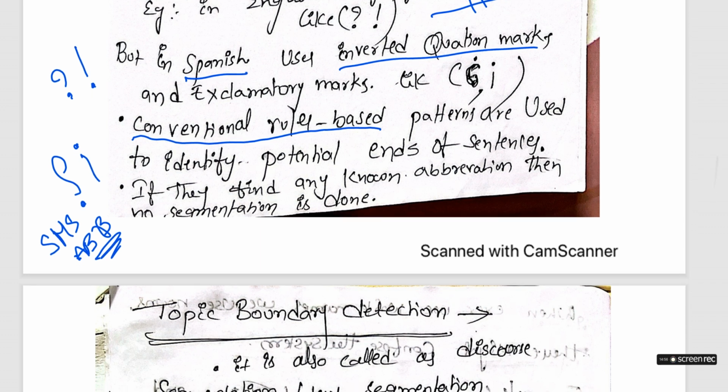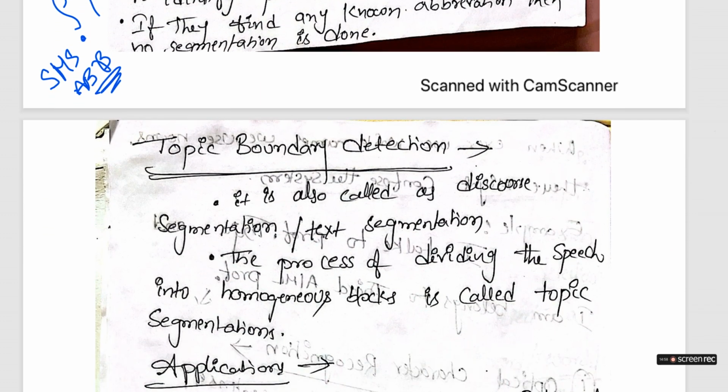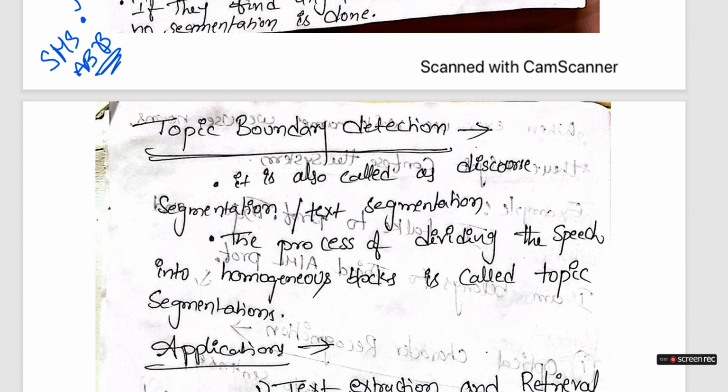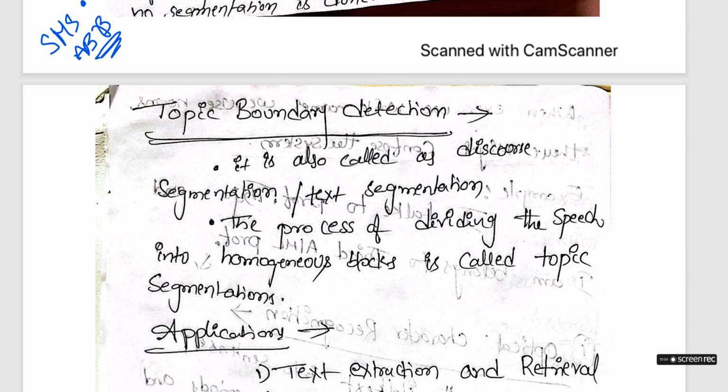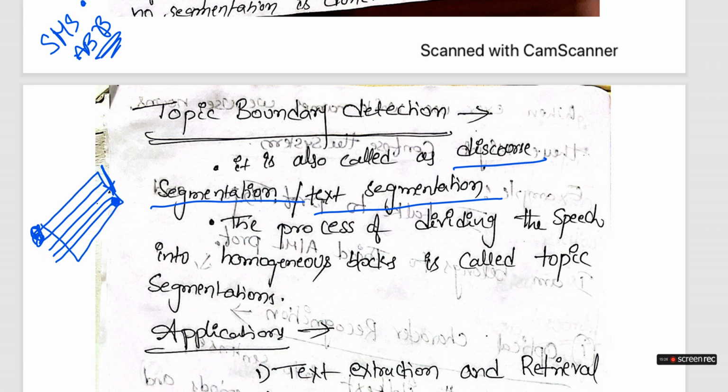Okay, then coming to the next topic, that is topic boundary detection. So here, topic boundary detection means, suppose you are writing a paragraph like this and you are stopping here. So this is called discourse segmentation or text segmentation. That means which topic is starting here and where that topic is ending. So based on the topic, it is going to divide the text. Okay, so the process of dividing the speech into homogeneous blocks.